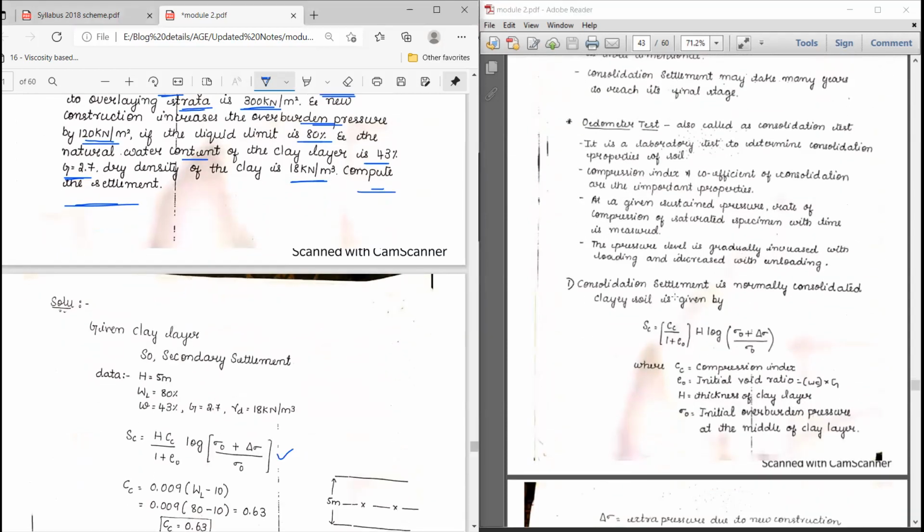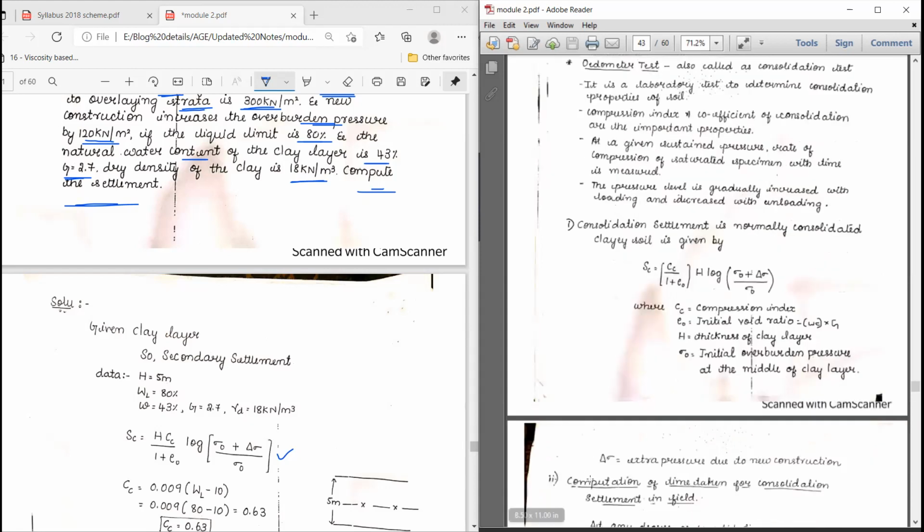Now let us see what is the formula for consolidation settlement. This is the formula we are using for the consolidation settlement, that is S suffix C is equal to H into C suffix C divided by (1 plus e naught), log of (sigma naught plus delta sigma) divided by sigma naught, where C suffix C indicates the compression index, e naught indicates initial void ratio, H is equal to thickness of clay layer, sigma naught is equal to initial overburden pressure at the middle of the clay layer, and delta sigma is equal to extra pressure due to new construction.